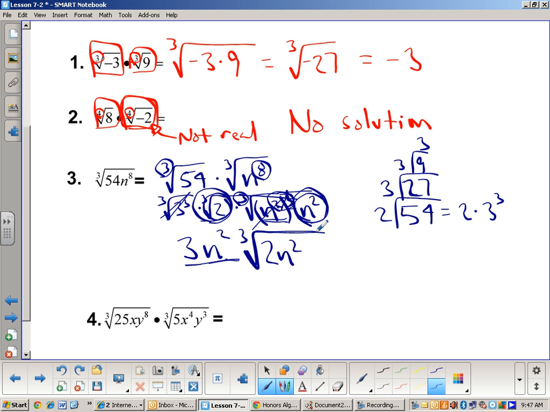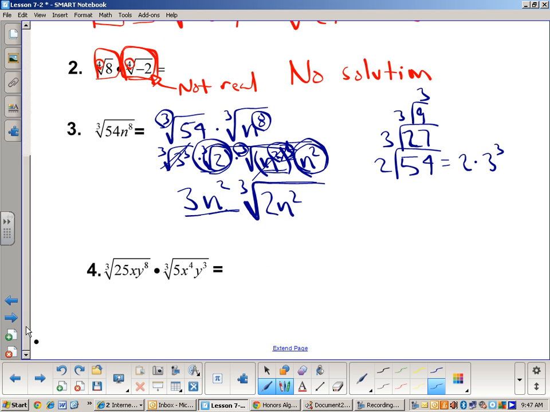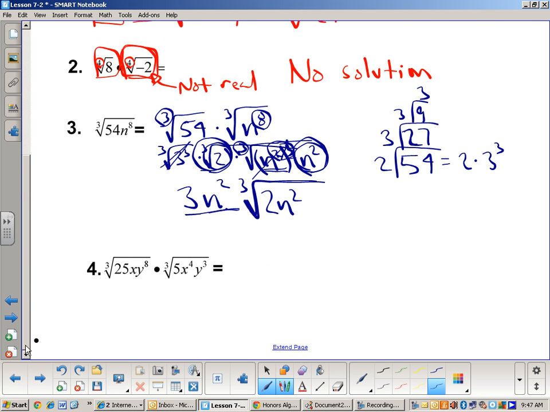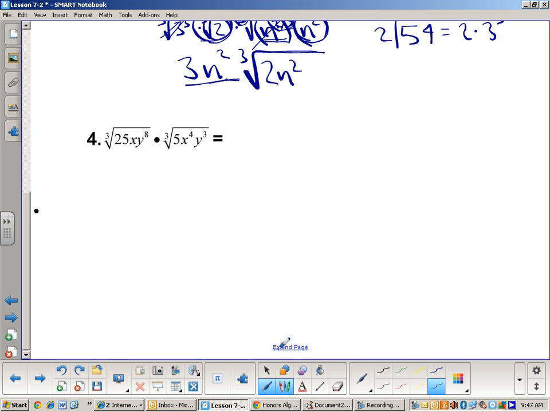Any questions on this one before we move on to the next one? There's a question on that? All right, let's go to the last one here. Again, we have cube roots. We have multiple variables, multiple powers. There's more than one way of looking at it.